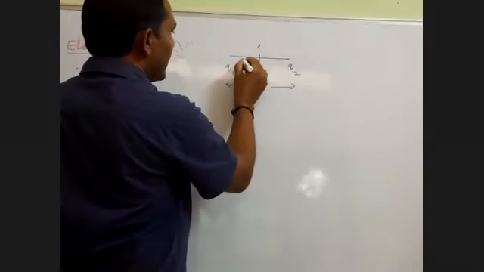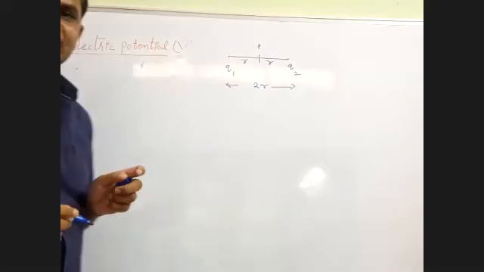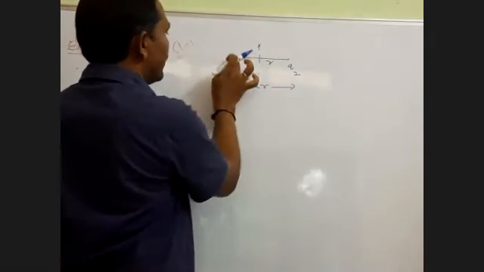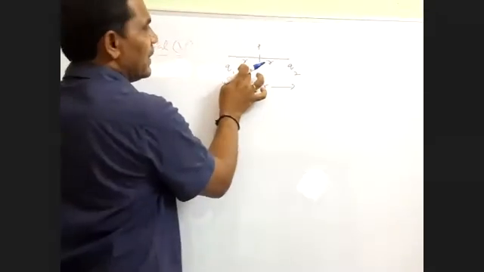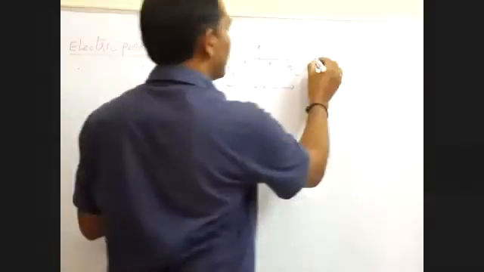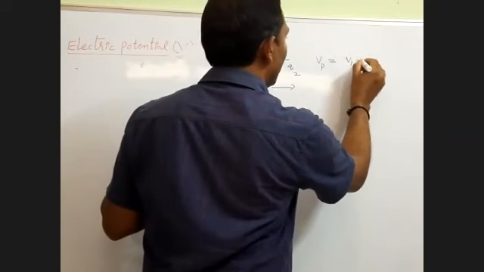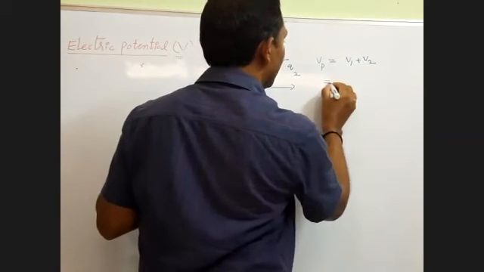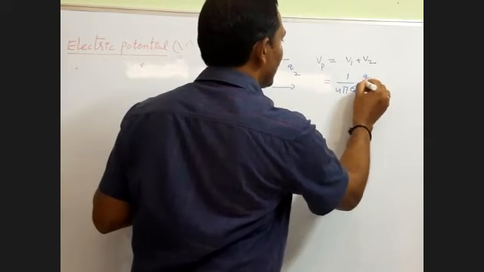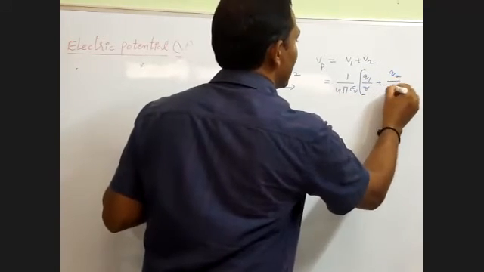So at the midpoint, there is distance r from Q1 and distance r from Q2. So due to Q1, the potential V1 is 1 by 4 pi epsilon naught Q1 by r. Due to Q2, the potential V2 is 1 by 4 pi epsilon naught Q2 by r. Therefore, the net potential at point P equals V1 plus V2, equal to 1 by 4 pi epsilon naught Q1 by r plus 1 by 4 pi epsilon naught Q2 by r.